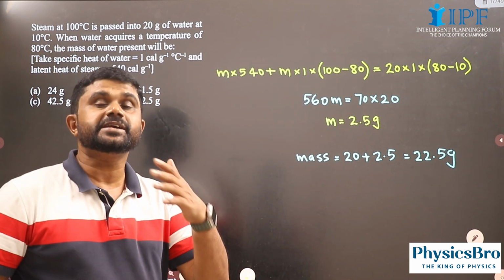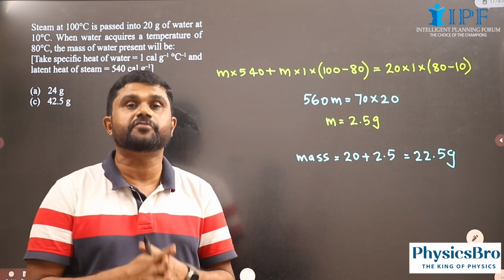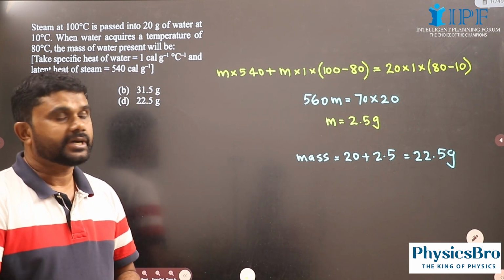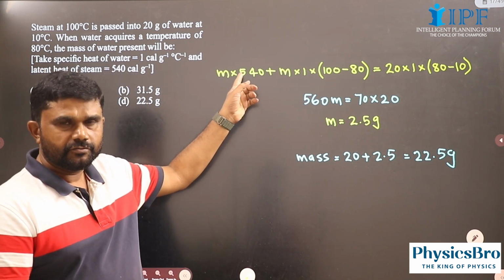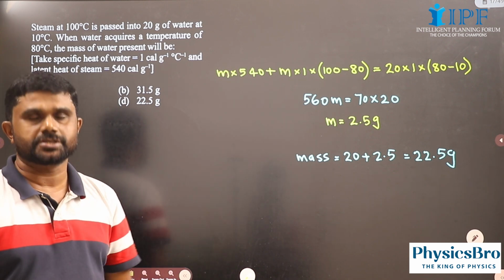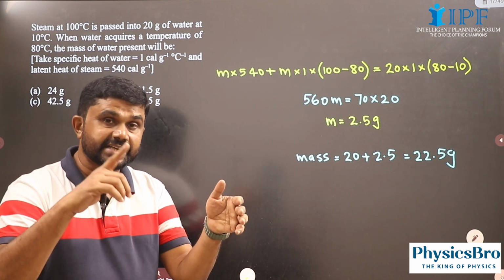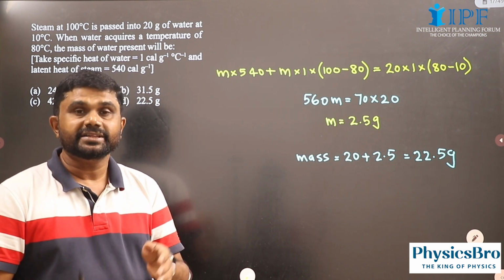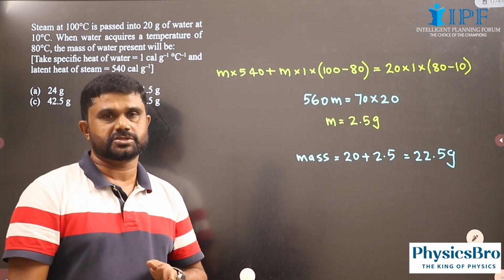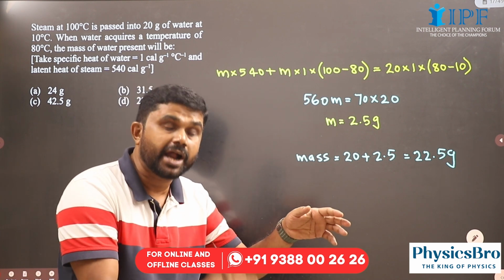Let's do it. Suppose m gram of steam condenses. When 1 gram of steam condenses, the heat released will be 540 calorie. When m gram of steam condenses, the heat released will be m into 540. What is that 540? It is the latent heat of vaporization. So m gram of steam condenses and releases m into 540 heat. Then m gram of water at 100 degrees Celsius will be formed. Now that water at 100 degrees Celsius is to be cooled from 100 to 80.